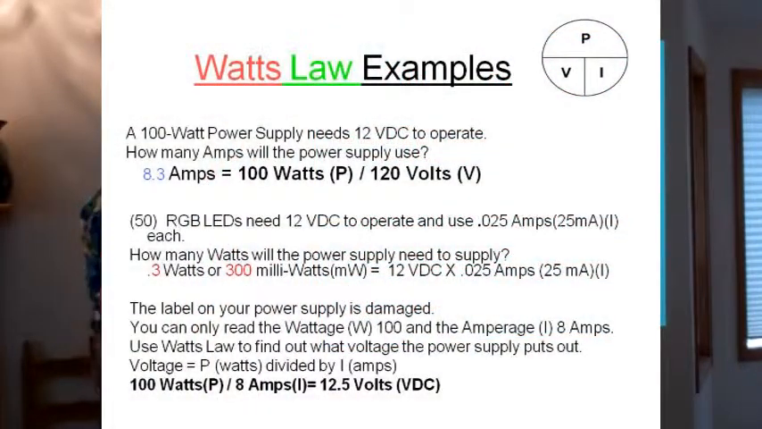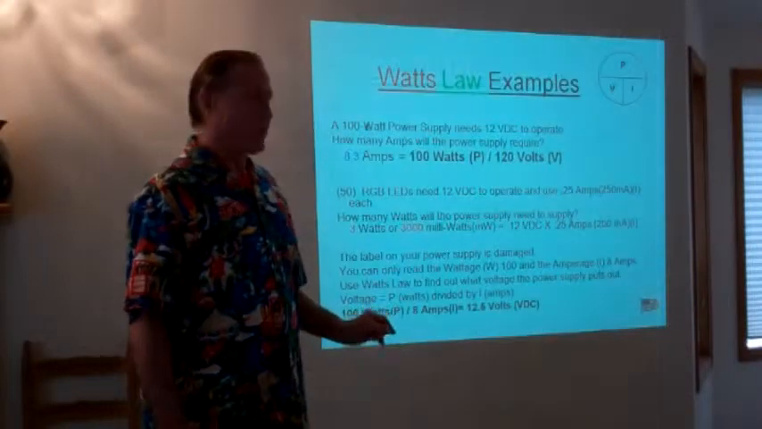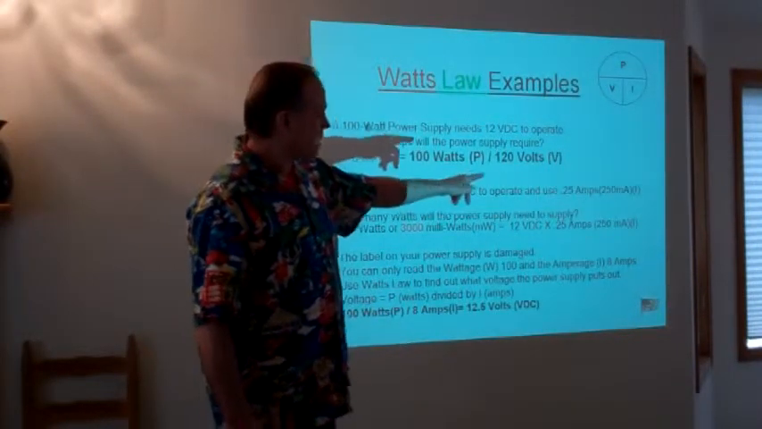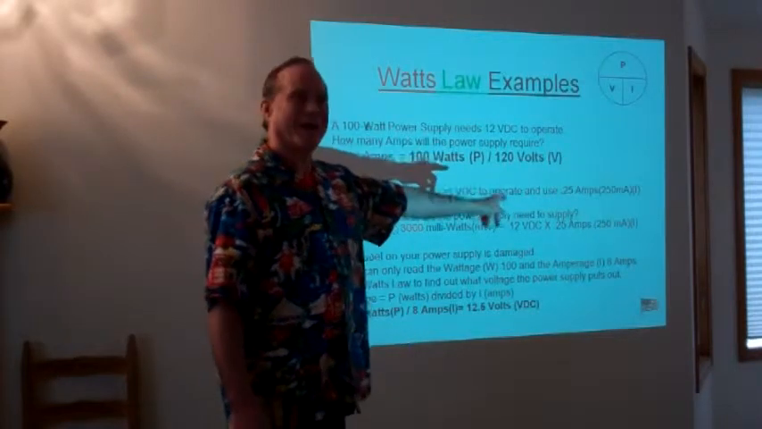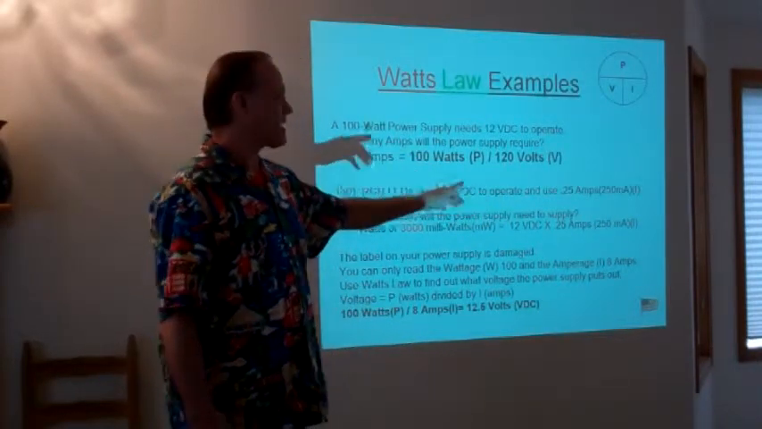Next example is 50 RGB LEDs. They operate at 12 volts DC, and they use approximately 0.25 amps. Now I'm going to stop a little bit right here. You'll notice on the side I put 250 small m A. That small m refers to milli, which means one thousandth. So a lot of times with your power supplies, especially if they're smaller, you're going to see them rated in milliamps. That's a thousandth of an amp.